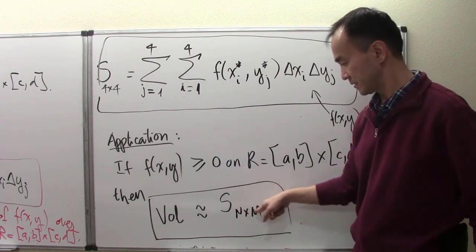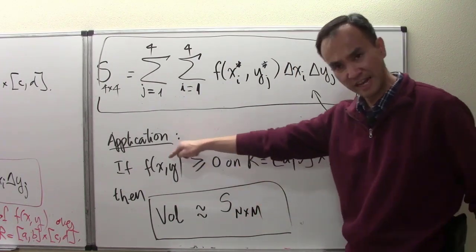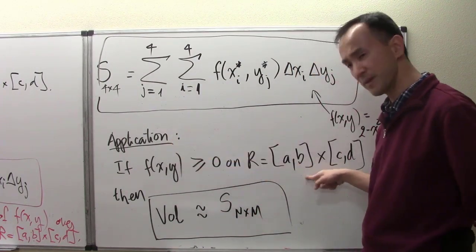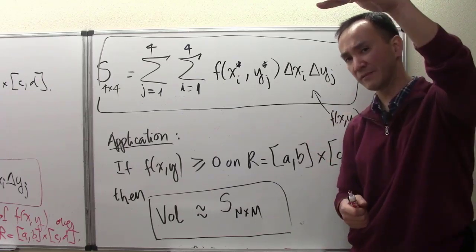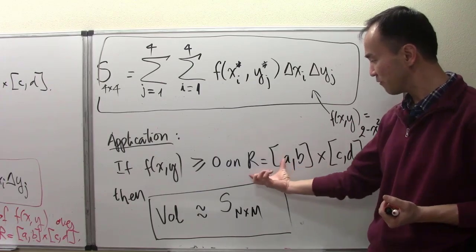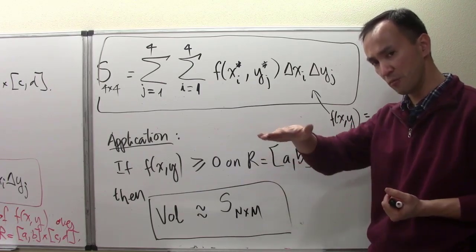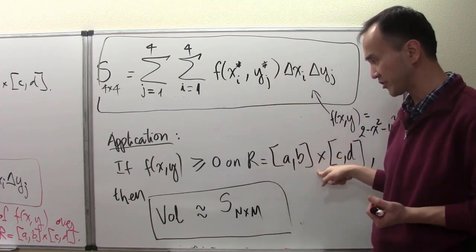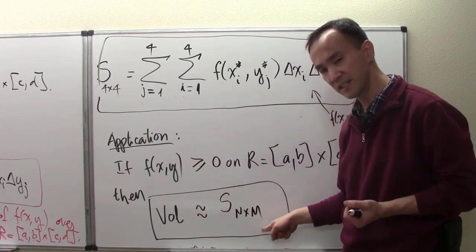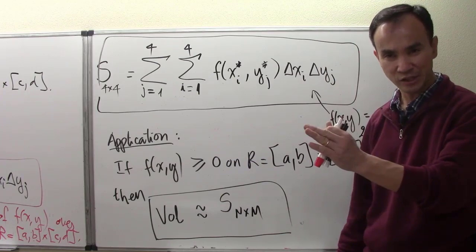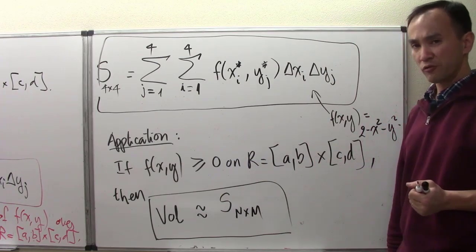So the double Riemann sum, as long as our function is positive in that domain, and you saw that on the graph earlier, as long as that dome was above the x and y floor, and so now over that region, we knew that the dome was above the x and y floor on that region right there. Then the volume in between can be approximated by this double Riemann sum. That's the usefulness of doing the double Riemann sum right there.